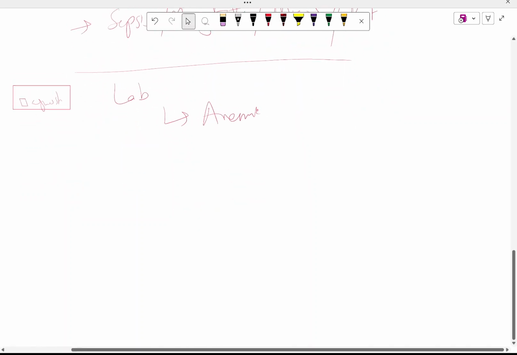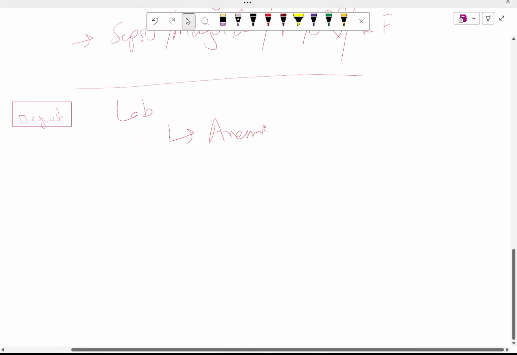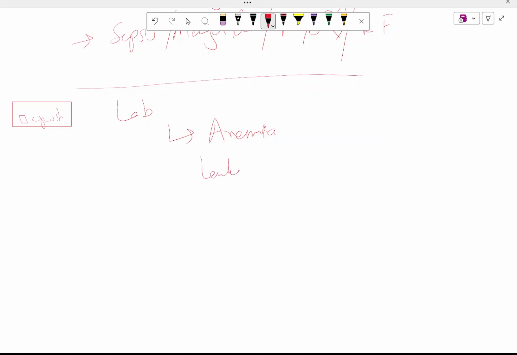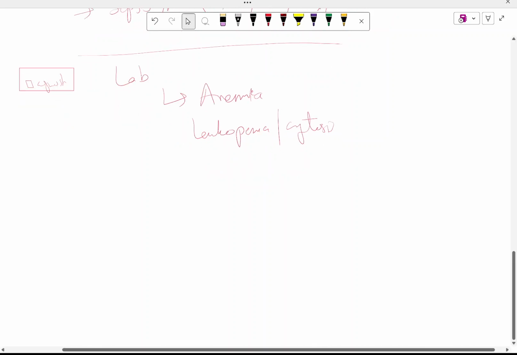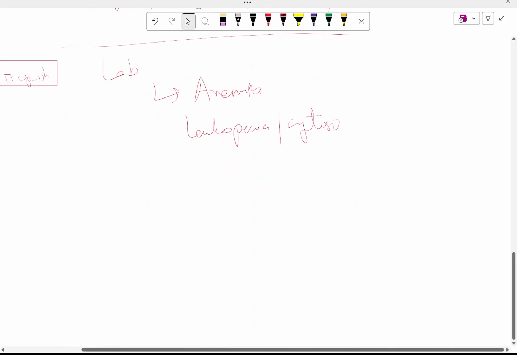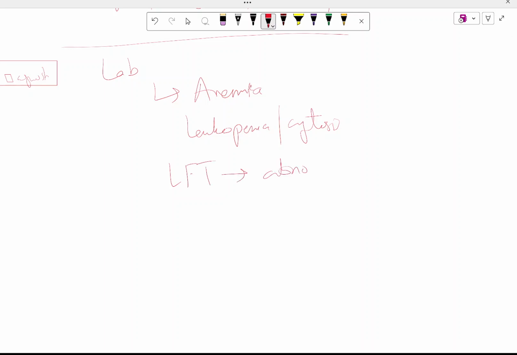As there is GI ulceration or perforation, there will be GI bleed. The patient comes to you with anemia. In hepatosplenomegaly, there is more breakdown of RBCs than normal. So anemia, what other feature? Leukopenia or leukocytosis. And when we perform liver function tests, these will be abnormal in typhoid or paratyphoid fever.